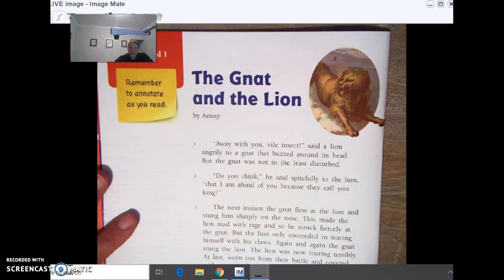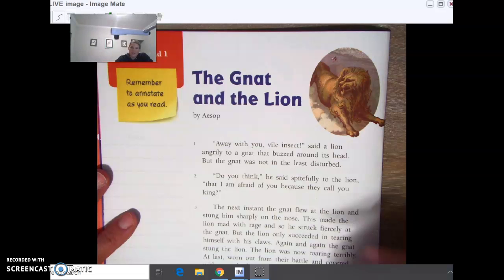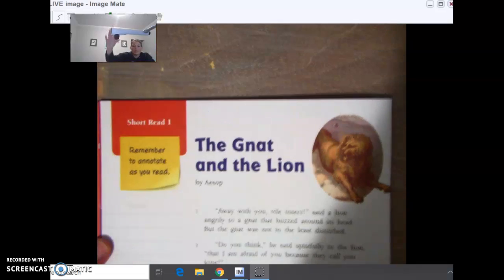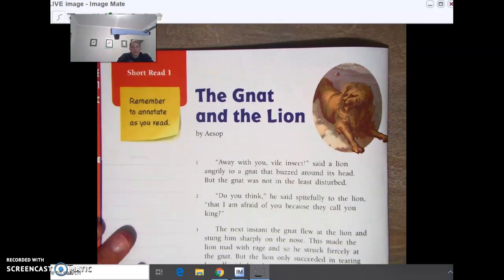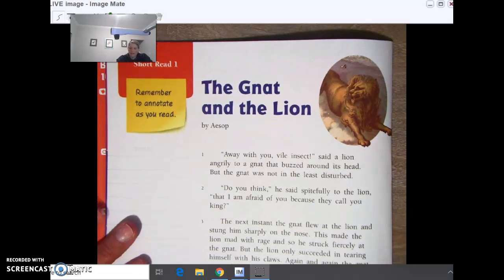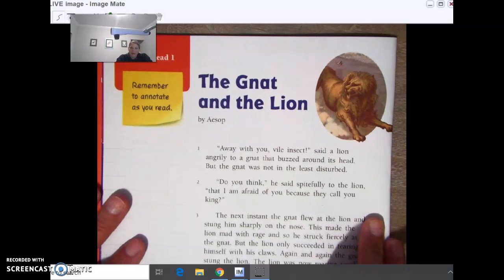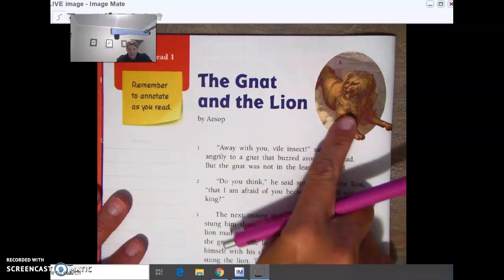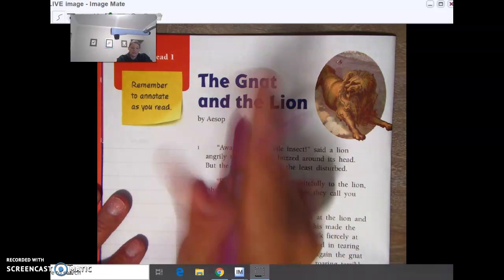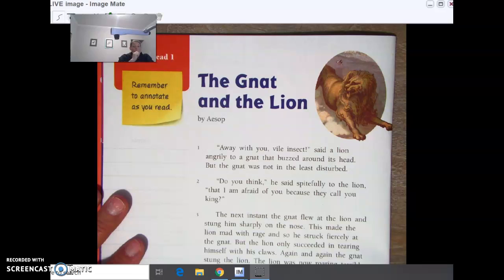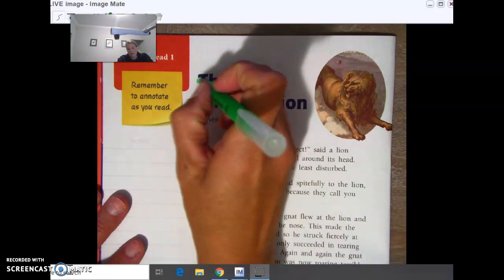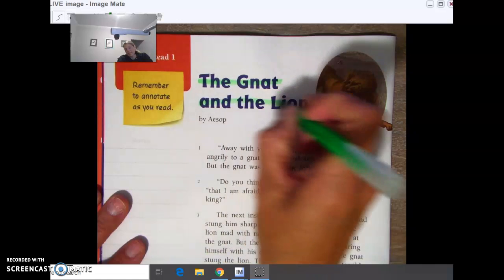I want you to look at the page real quick and take note of anything you see that might help you understand the genre, or anything else about the text. Just photos, pictures, anything. So look real quick at that. And I know I've noticed a couple of things. I see the picture of the lion and the title, The Gnat and the Lion. Now I actually see the gnat too. I didn't see the gnat at first, but there he is. So I know that the story is about a gnat and a lion.